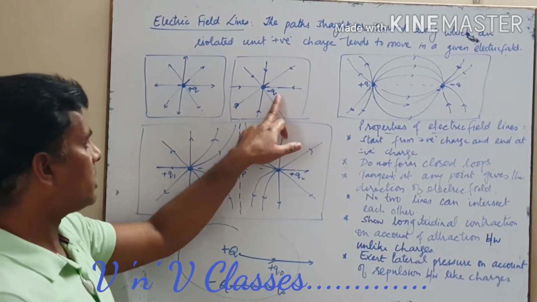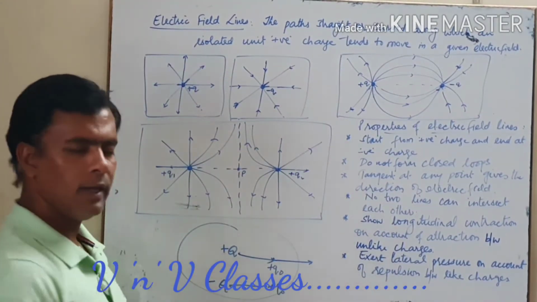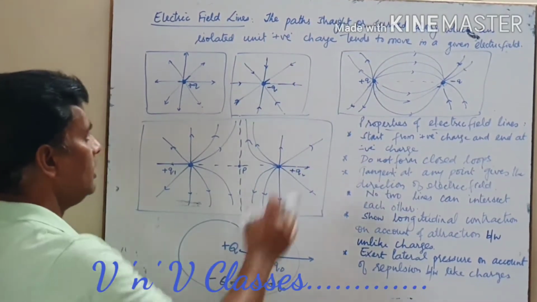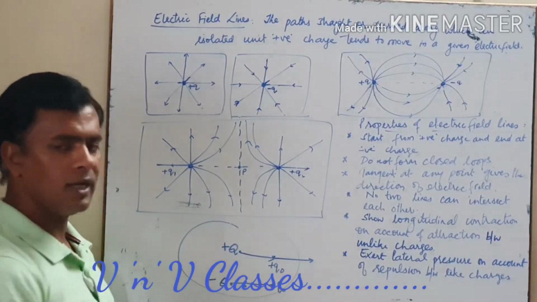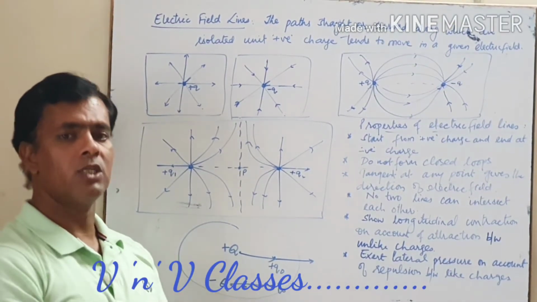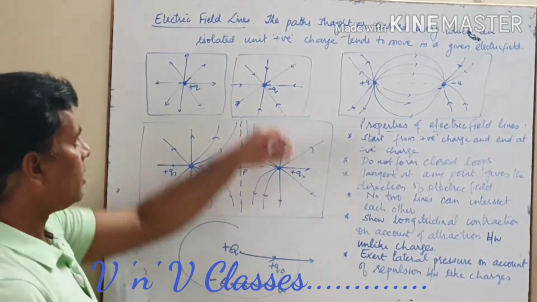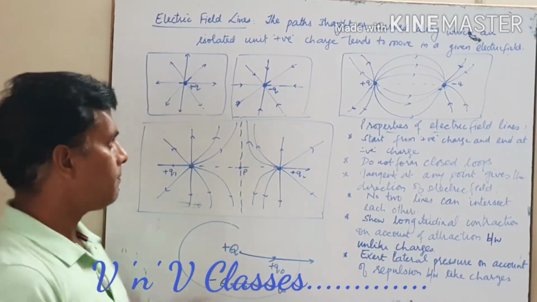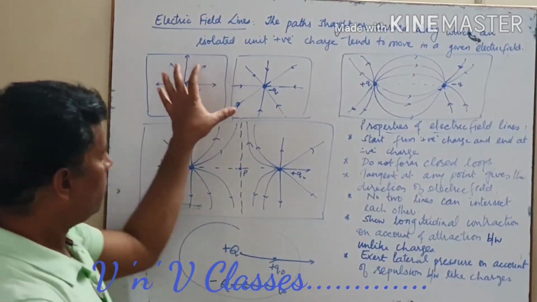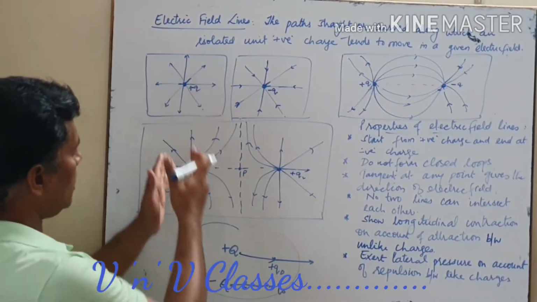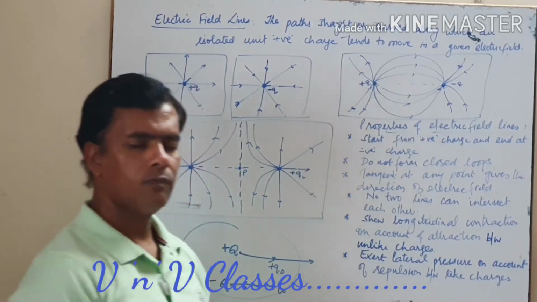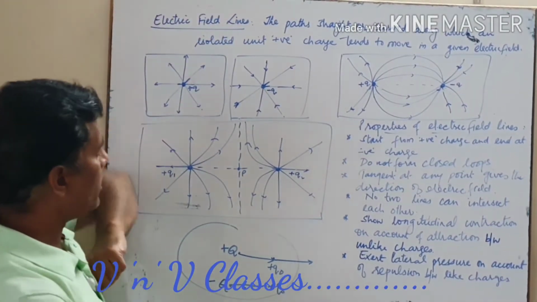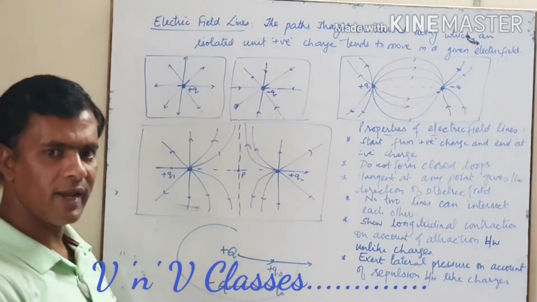Similarly, for a negative charge the field lines are inward. It means any unit positive charge here will tend to move towards the negative charge, which means it is being attracted. This is again a fundamental law, that unlike charges attract each other. Now if we have a plus charge and a minus charge together, what happens? The field lines expand away from the plus charge and contract towards the negative charge.